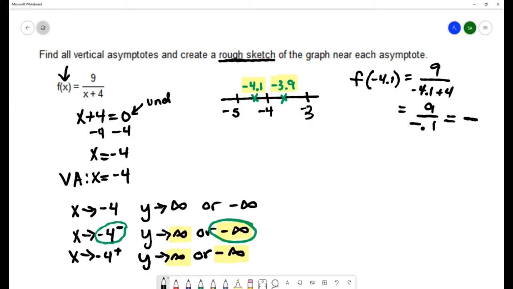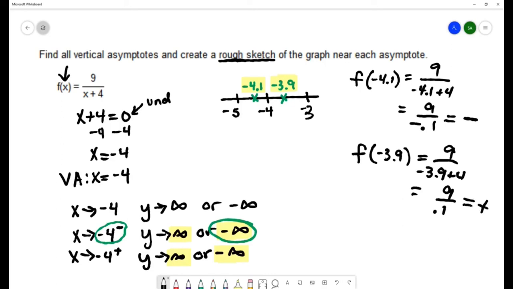And then I need to do the same thing for being above negative 4. So I'm going to test negative 3.9, which is above negative 4. That's 9 over negative 3.9 plus 4, which is 9 over 0.1, that's a positive value. And so now I know that if my x is above negative 4, then my y will be approaching positive infinity.